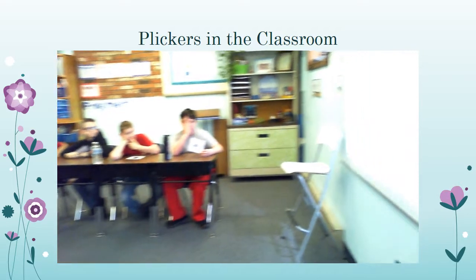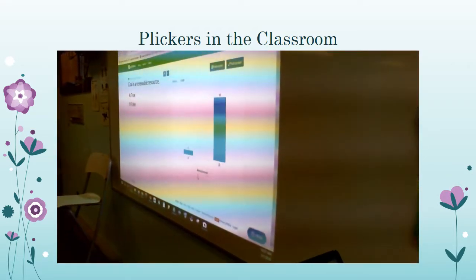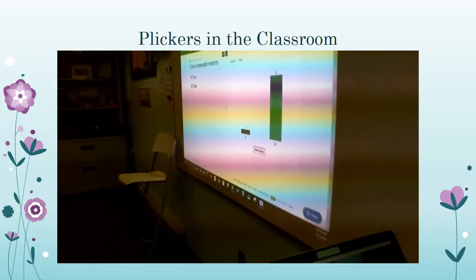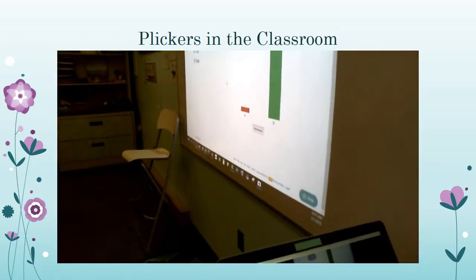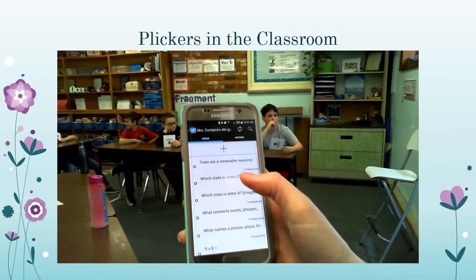I do not like to show the students who got the answers wrong. I just like showing them the graph. The correct answer is B, it is false. Coal is not a renewable resource, but I am able to see my answers here.